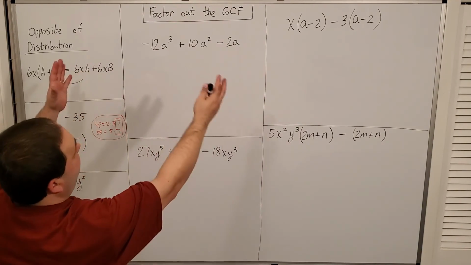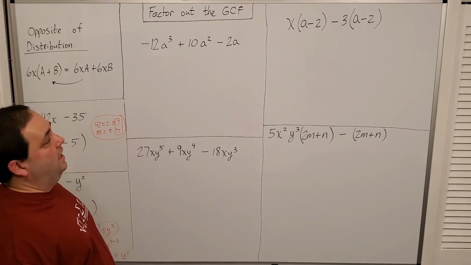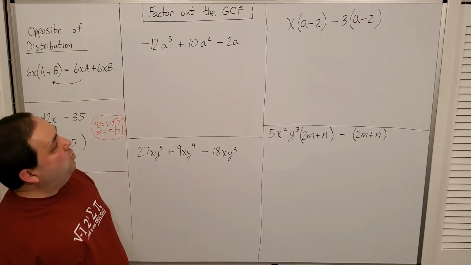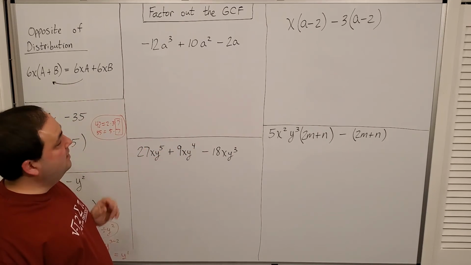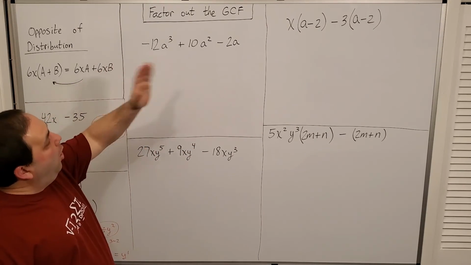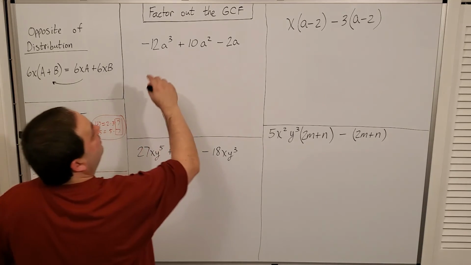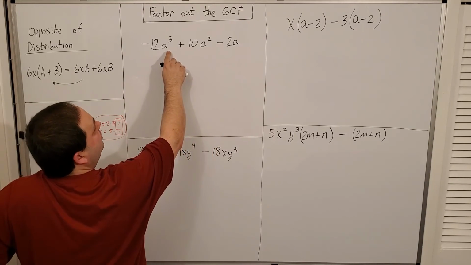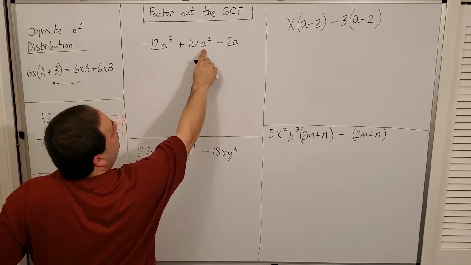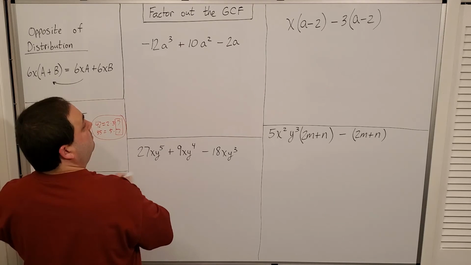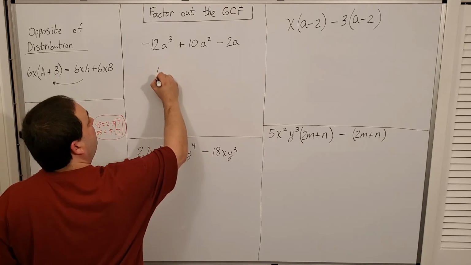Okay, having 3 terms doesn't change anything. I can find the GCF for all 3 pieces, or even if it's 20 pieces, right? Doesn't matter. Find the thing that all of them have in common. Well, I'm looking at the letters first, right? That's easier. I'll have a cubed, a squared, and a. They all have the variable a, so I'll definitely be pulling that out.